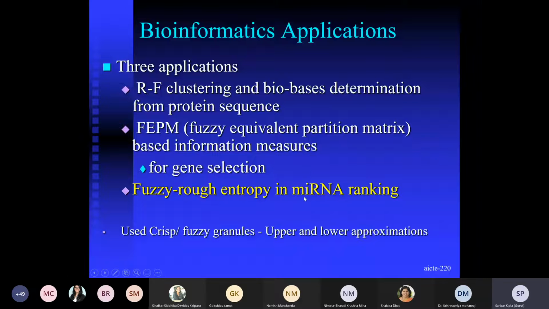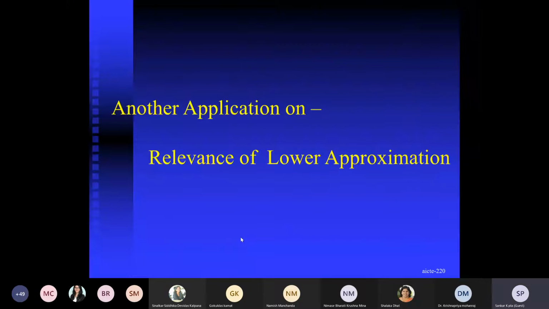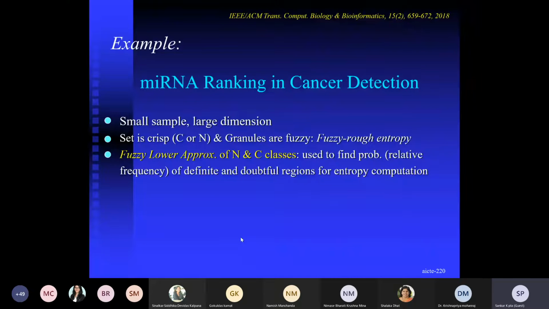MicroRNAs are basically those genes which oppose the formation of protein. So here we will use crisp and fuzzy granules, upper and lower. You remember again, lower means definitely belonging, and upper means definitely as well as possibly belonging. So this is the relevance of lower approximation in the case of bioinformatics and microRNA ranking.